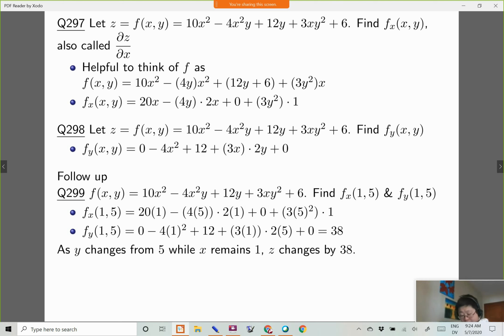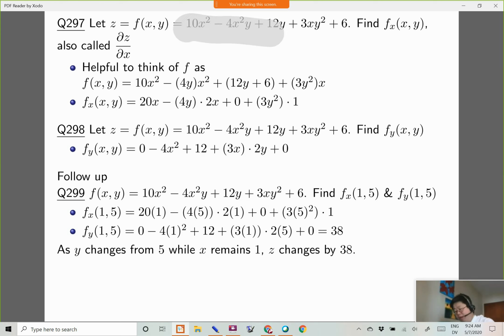What's going on here is, let's say in this formula up here, y starts at 5 and starts to change. If y grows from 5 to 6, while x remains constant, so x remains 1, then this 38, what is this about? It's saying that the output of this function changes by 38.